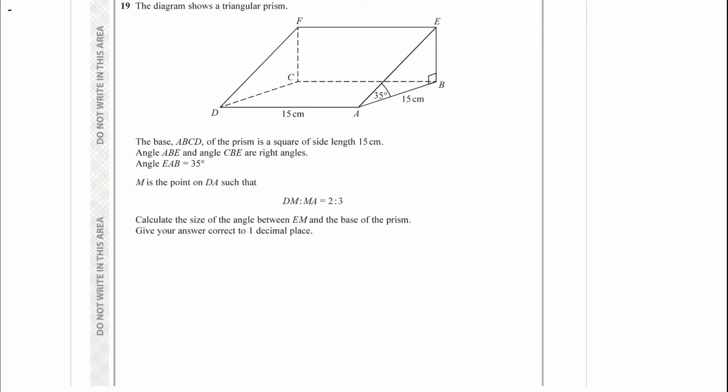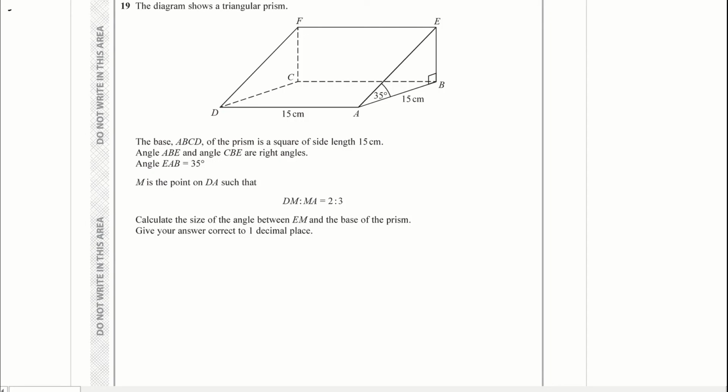Question 19. The diagram shows a triangular prism. The base ABCD of the prism is a square of side lengths 15. Angle ABE and angle CBE are right angles. Angle EAB is equal to 35 degrees. M is a point on DA such that DM is to MA. So let's focus in on that part first of all.